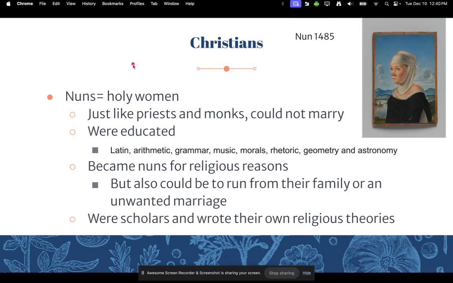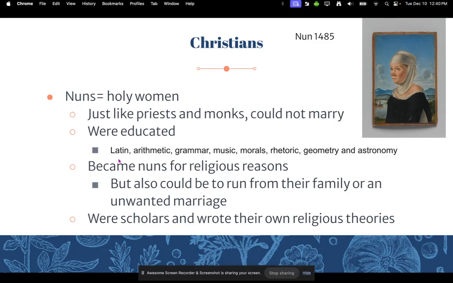Nuns are the holy women. So, just like priests and monks, they also could not be married. But they were special because they were educated. They could be educated in things like Latin, arithmetic, grammar, music, morals, rhetoric, geometry, and astronomy.